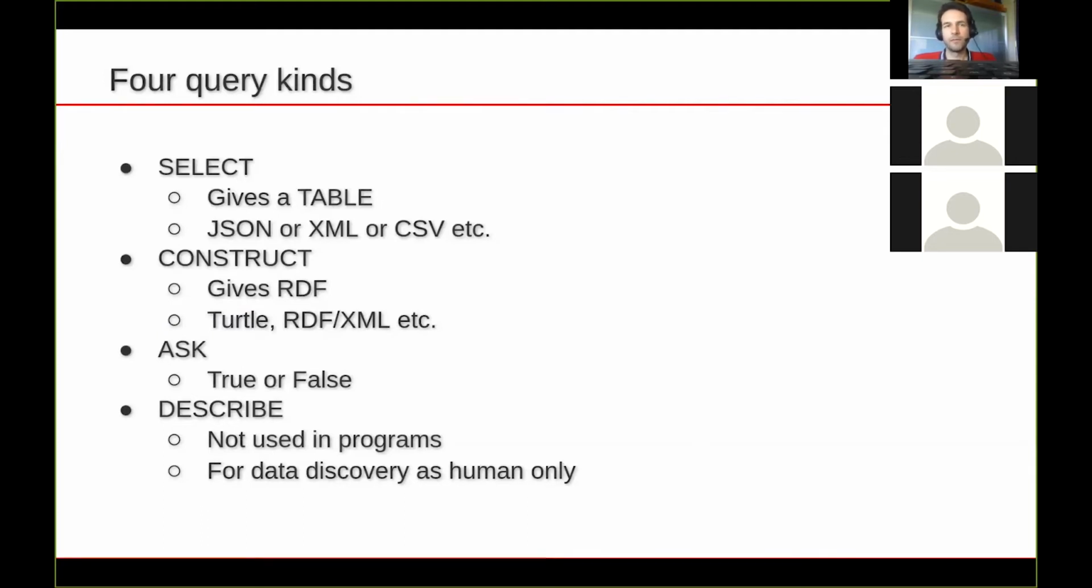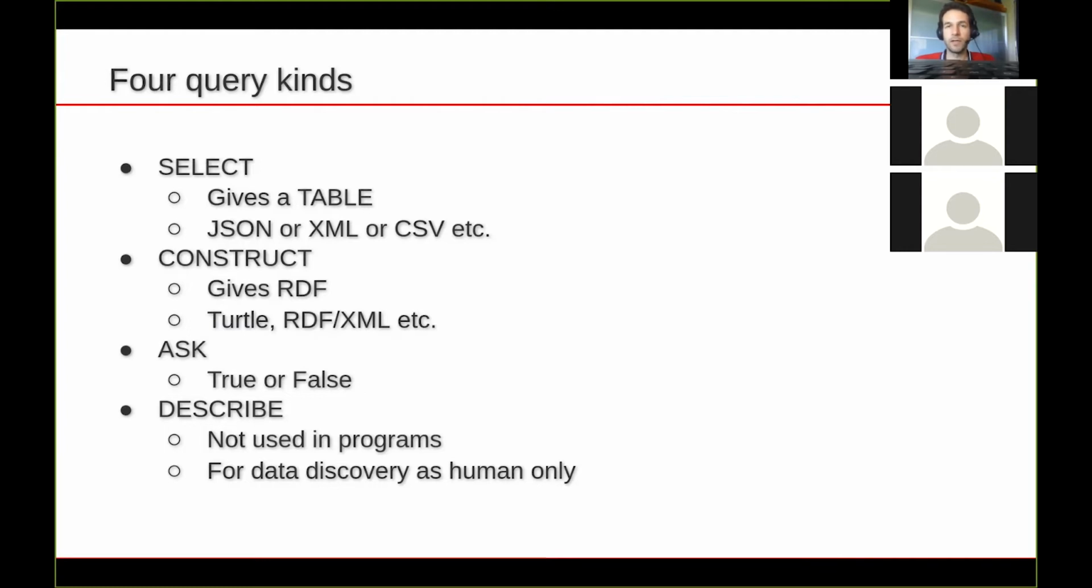Well, it's nice to get tables back, but sometimes you just want another graph or new triples, so then use construct. This gives more RDF, and this comes back normally in the Turtle or RDF/XML formats. There's ask, which is basically you just want to know true or false, right? It's like, is there more chocolate in the fridge? Yes or no. Just give me true or false. Describe is a query which is like construct, gives you RDF, but it's not to be used in software programs. It is for human data discovery purposes only.